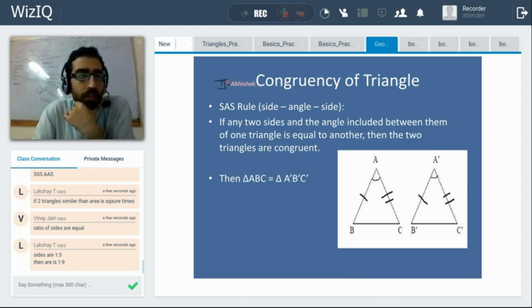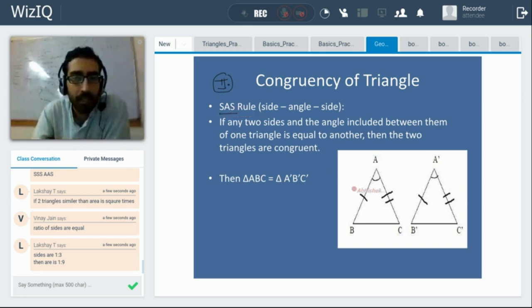The number 2 rule is side angle side. So if any two proportional sides are equal and the angles between those two proportional sides are also equal, then the triangles are again congruent. So if AB is equal to A dash B dash, AC is equal to A dash C dash, and angle A here, let me say this is theta, were to be equal to angle A dash, this is also theta, then I would get triangle ABC is congruent to triangle A dash B dash C dash. So SAS is the other congruency.